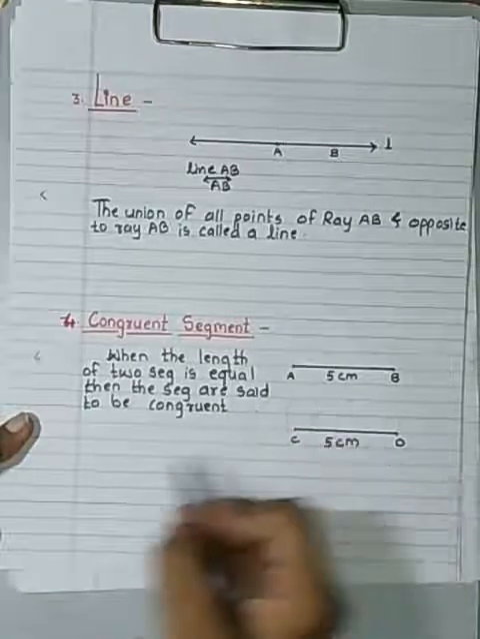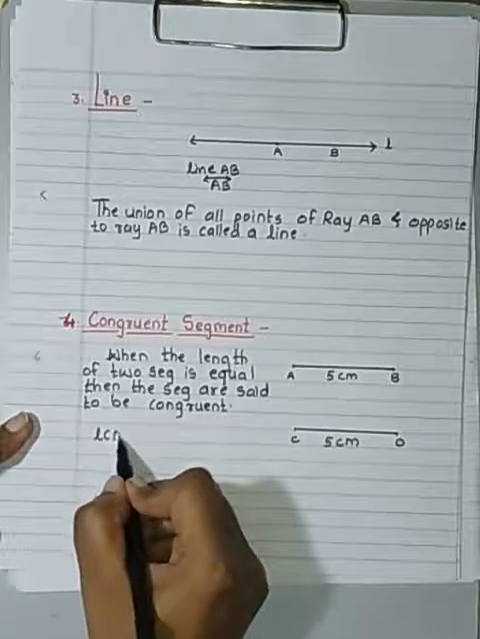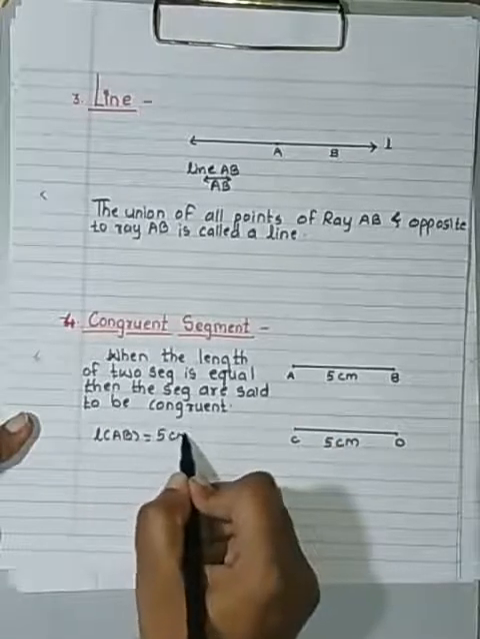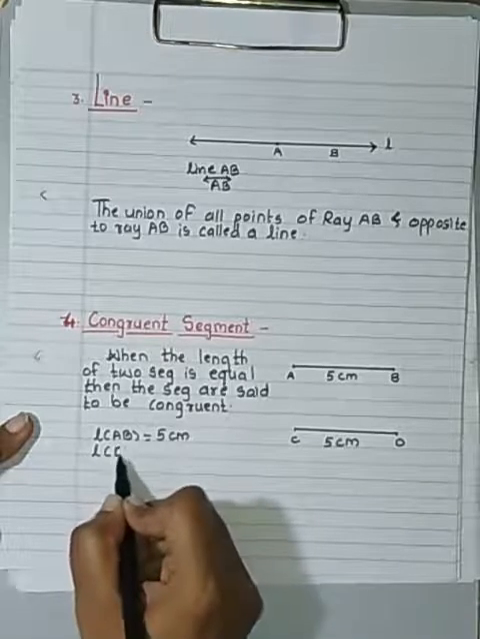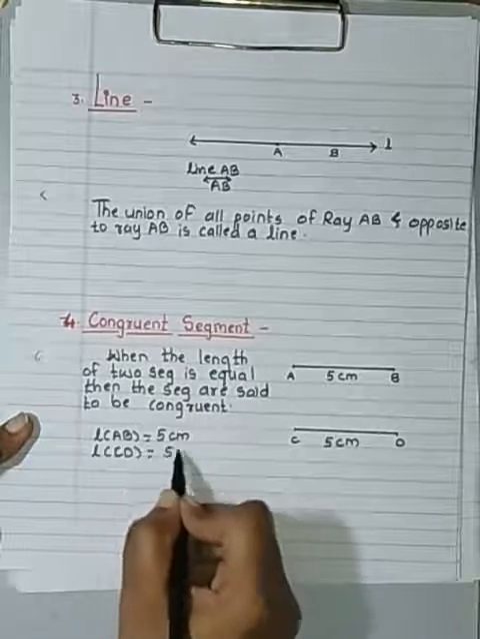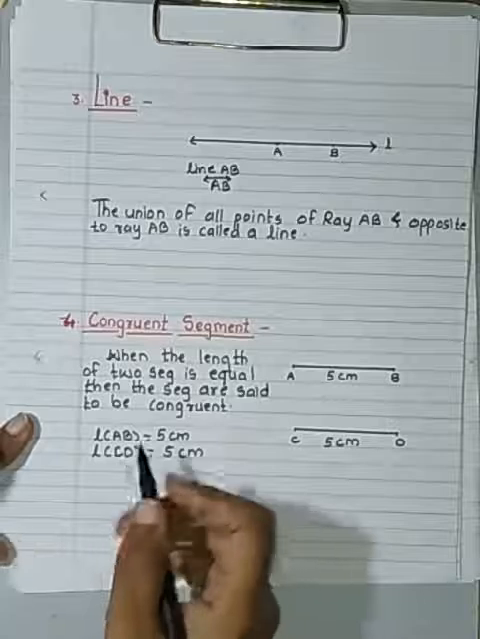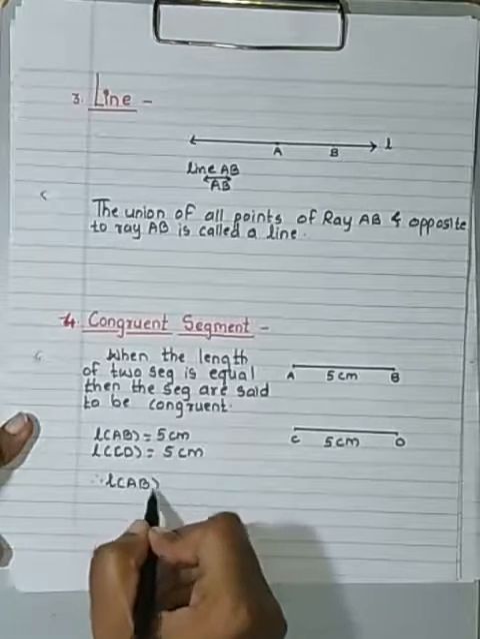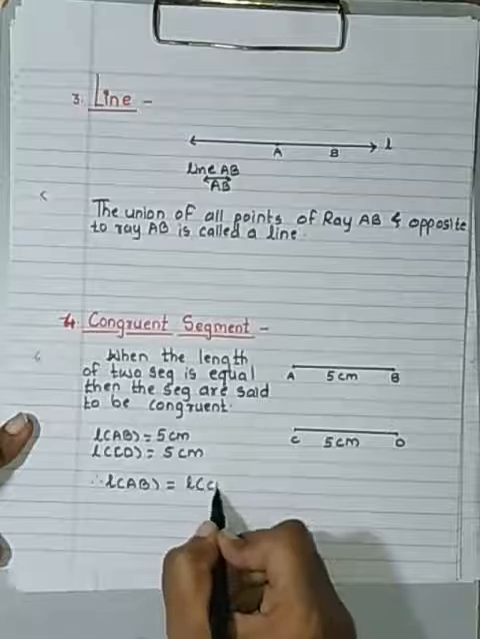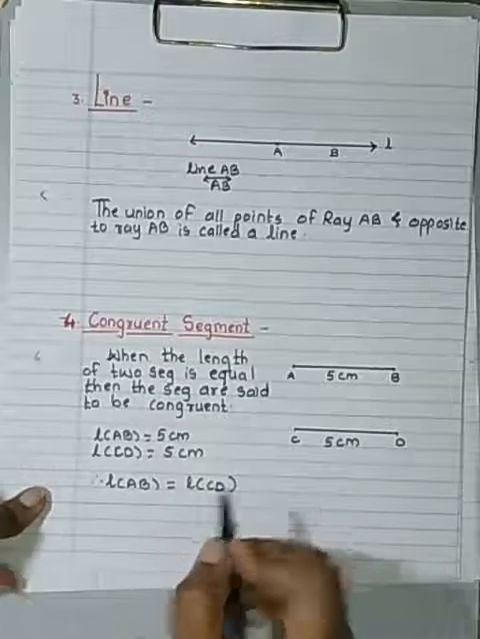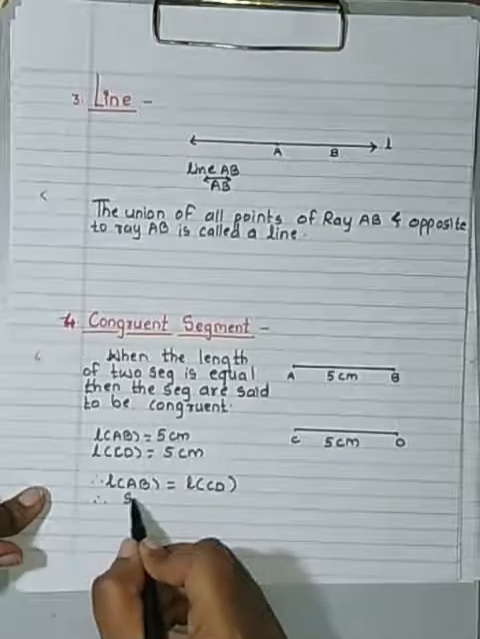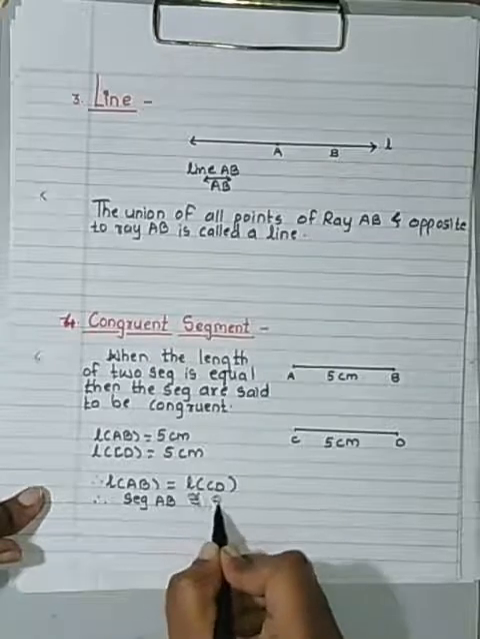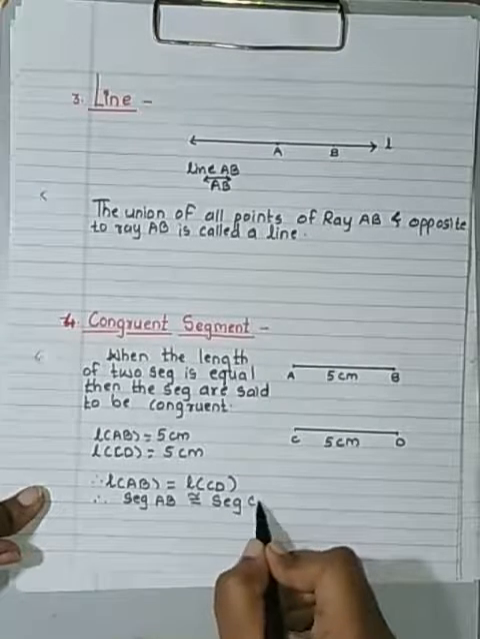Now see, length AB is how much? 5 cm. Length CD is also 5 cm. From this you can say that length AB is equal to length CD. Therefore you can write it down as segment AB is congruent to segment CD.